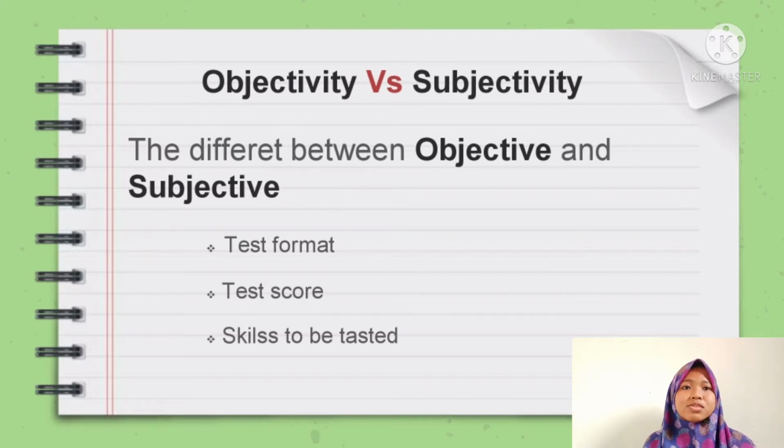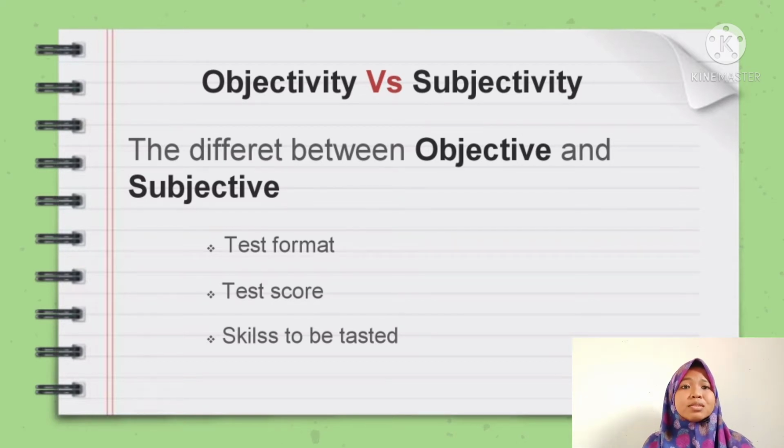Related to the test format, objective tests are usually in the form of multiple choice, yes/no questions, true/false, or matching tests. And if it is a subjective test, the test is usually in the form of an essay.